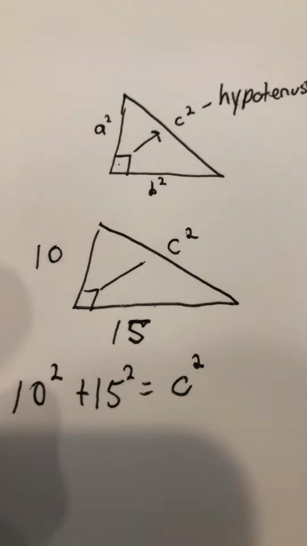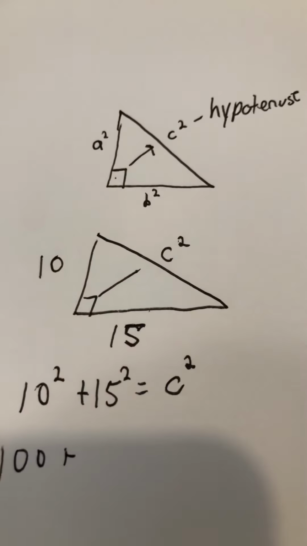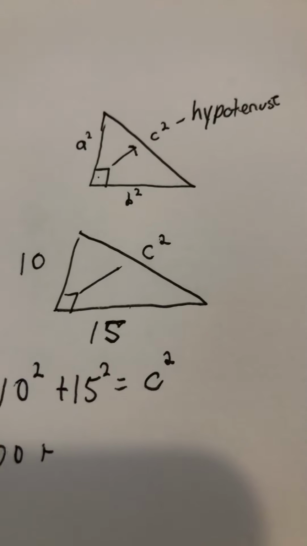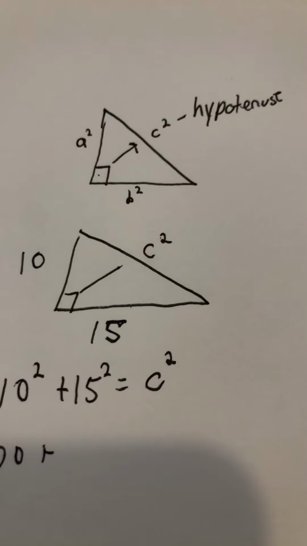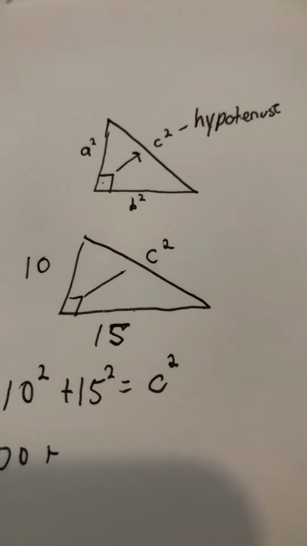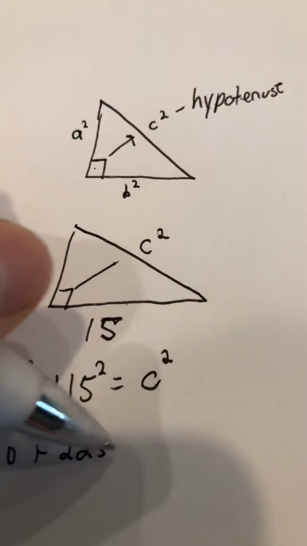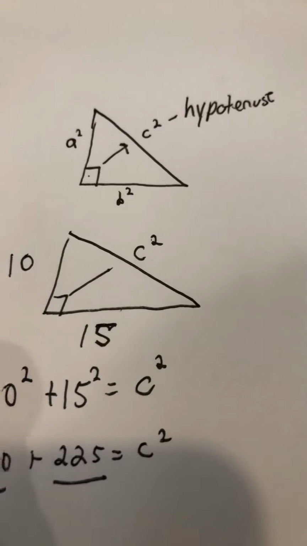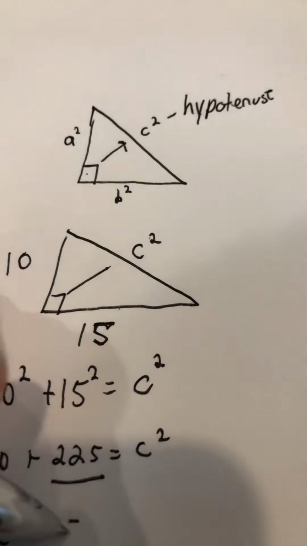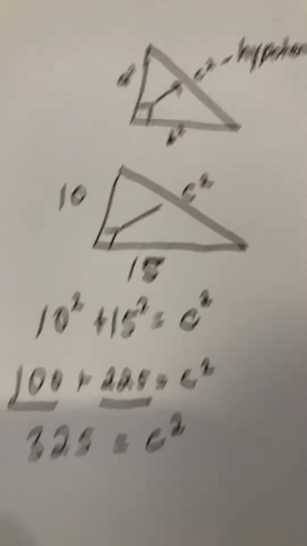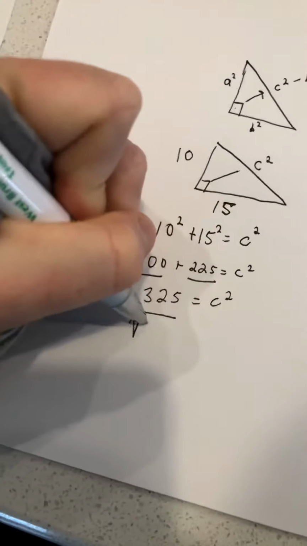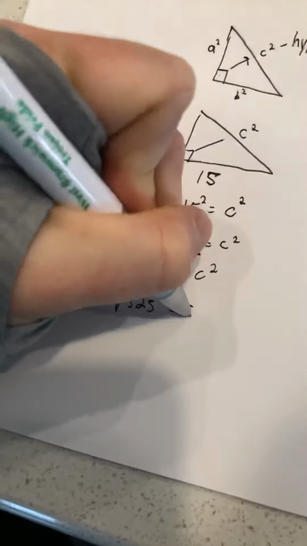So 10 squared is 100, and 15 squared is 225. Okay, 100 plus 225, when we combine those like terms, is 325. To undo our square, we always want to take the square root. So the square root of 325 equals our c.